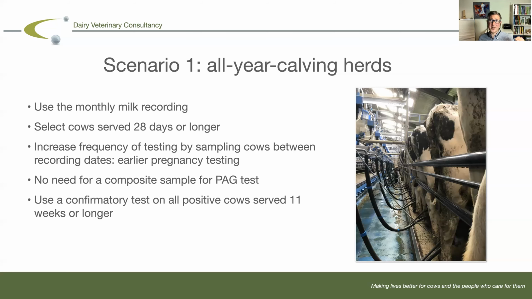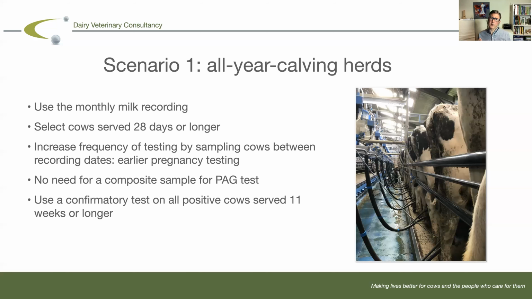So depending on when you do that primary pregnancy test, if you're doing it early, round about the day 28 to 35 mark, then there have been other studies that have found that actually around about 15% of those cows won't go on to have a full-term pregnancy. So detecting those with the confirmatory test is definitely going to be of value.